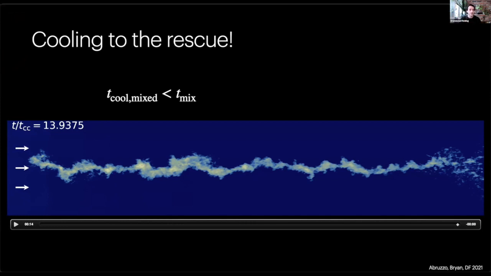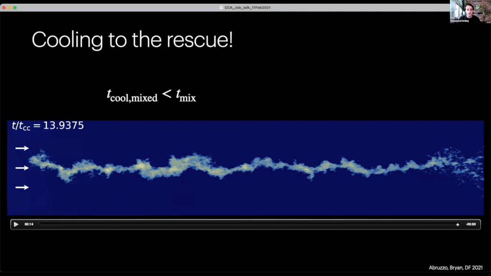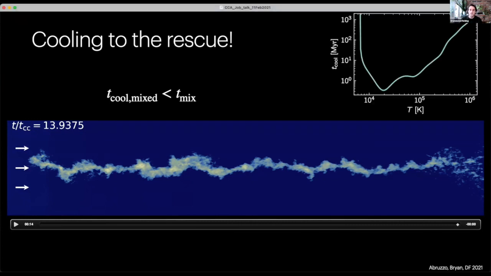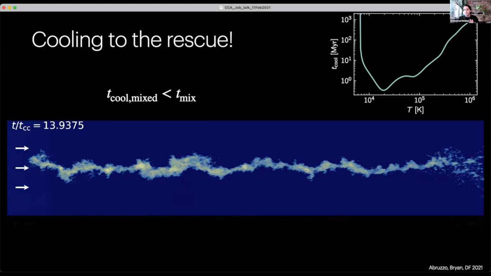And for those of you who don't think about this all the time, I'll explain this in a little more detail. Here, what I'm showing is the cooling time as a function of temperature. Okay, so the cold stuff, which I said is at about 10 to the 4 Kelvin, has a very, very long cooling time, upwards of a gigayear, as does the hot stuff.